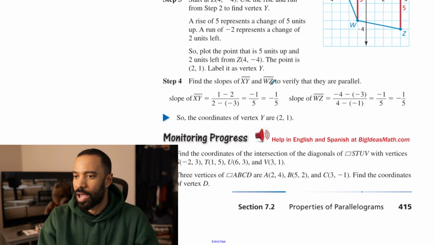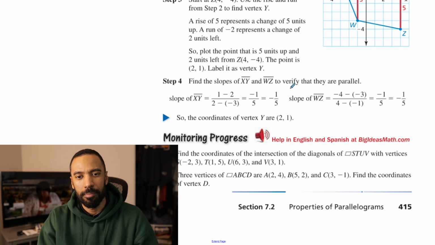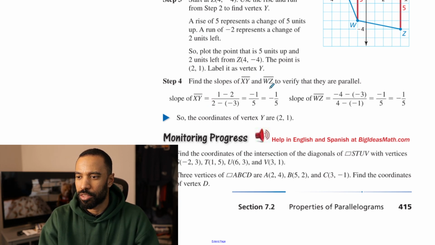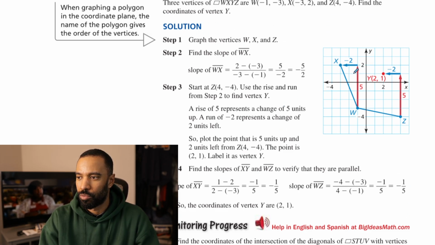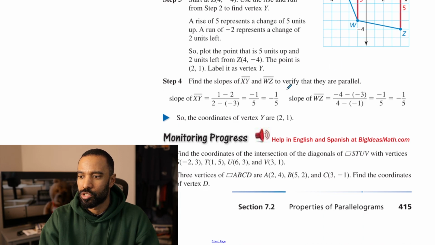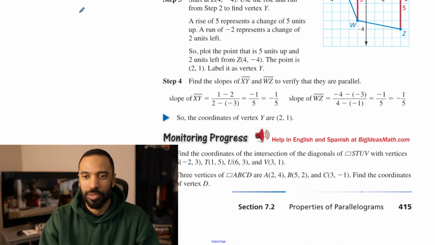Find the slopes of XY and WZ to verify they're parallel. Well, I'm probably not going to verify they're parallel, at least not through calculations. All the calculations they do, again, I'm going to do a lot of counting for that. So I can count down 1 over 1, 2, 3, 4, 5. So negative 1/5 while they do that.